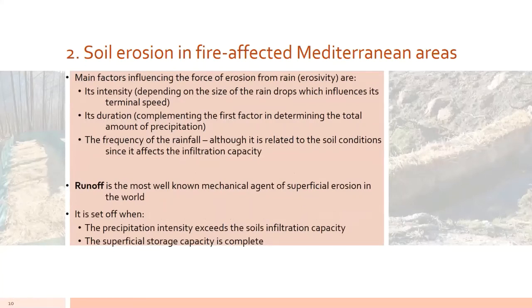Considering the erosion promoted by rain, erosivity, there are three main factors that influence this action: its intensity, its duration, its frequency. These three factors contribute significantly to the production of runoff, and this runoff is set off mainly when the precipitation intensity exceeds soil infiltration capacity and when the superficial storage capacity is complete.